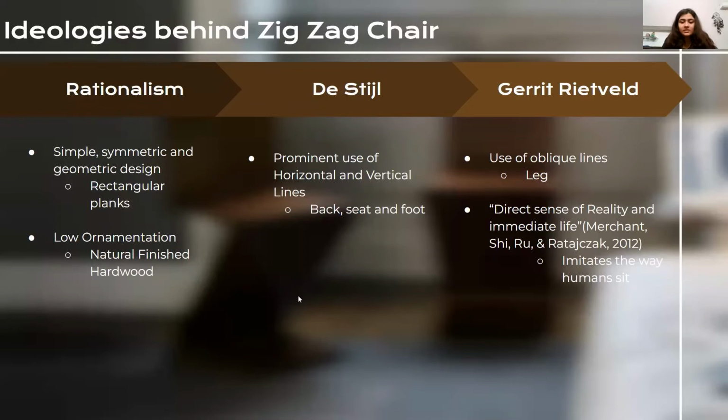Considering the design ideologies of the Schroder House and the notion of producing a chair which is functional and easily produced, Gerrit Rietveld added his own touch to the ideologies of rationalism and the De Stijl movement. This was the main reason behind using just four rectangular planks of natural finished hardwood. Horizontal and vertical lines are evident in how the back, the seat, and the foot of the chair are placed. The use of an oblique line can be seen in the way the leg is fixed to the foot and the seat of the chair. He believed in a direct sense of reality and immediate life, which led him to design the most basic imitated version of the way humans sit.